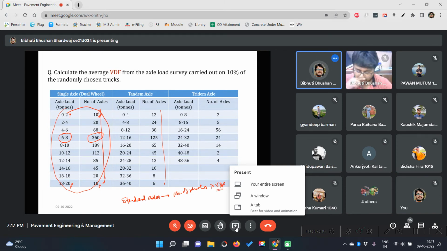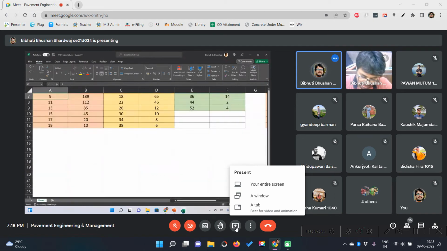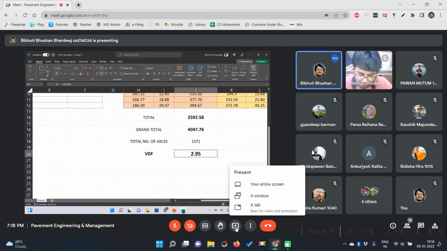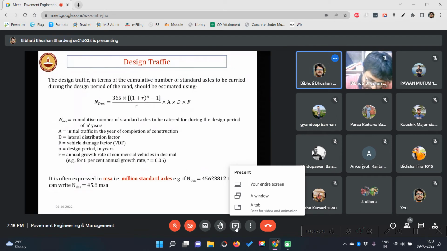Okay, and this VDF we have simply calculated here, which we have got as how much? 2.95. Now in this formula, this F will be now 2.95. A is say 1500 vehicles are there, but some vehicles are carrying more load, some are carrying less load. So in order to adjust, because ultimately we will say it standard axle, right? MSA, million standard axles. So in order to tell how many standard axles are there, we will simply multiply with this 2.95 factor, because some vehicles are overloaded.